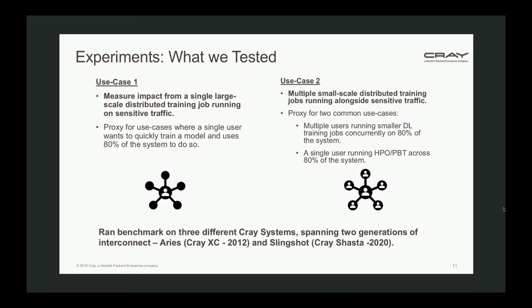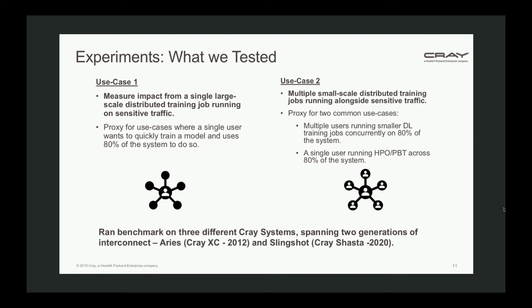So we set up these two experiments. We essentially wanted to create a situation where we could see whether there was a greater impact if you were filling the system with a single distributed training job. So I'm just training one model on one big data set on the entire system. And then our second experiment is running multiple small-scale distributed training jobs. So we subdivided that 80% into different numbers of jobs running the same algorithm, right?